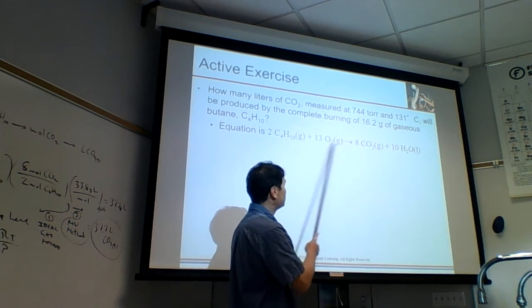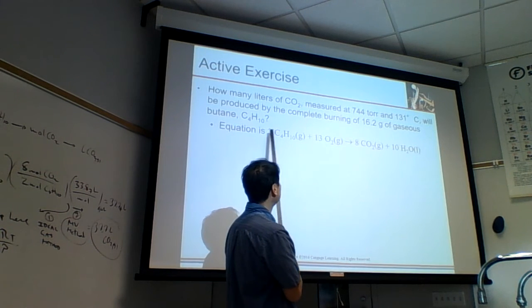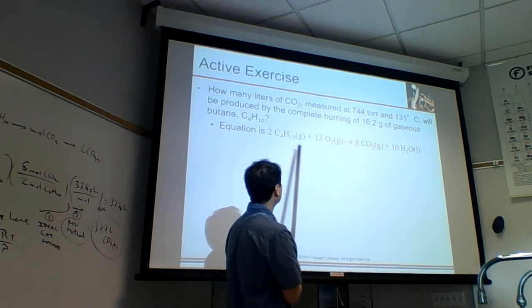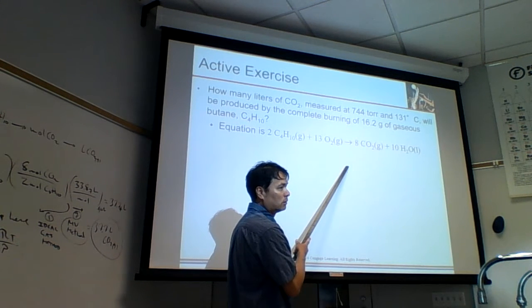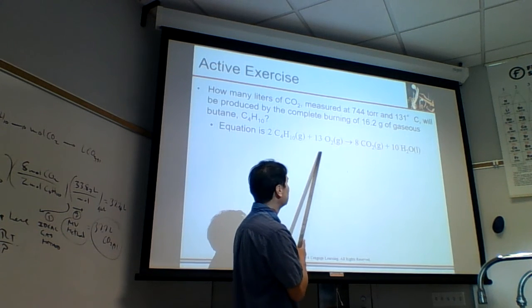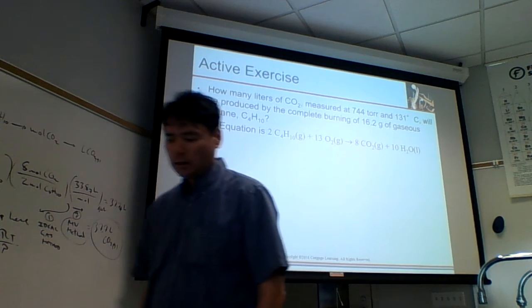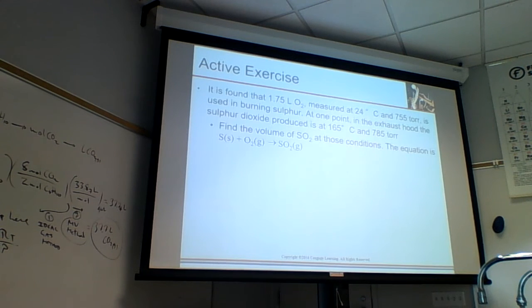Avogadro's law says that the mole ratio is the same as the volume ratio. That is, volume is directly proportional to the number of moles. So what that means is if I combust 2 liters of butane, I'm going to get 8 liters of CO2. If I combust 10 liters of butane, how many liters of CO2 would I get? It would come out actually 40 liters, just the way it works. And so that's the volume to volume method. So let's take a look at that. It's Avogadro's.